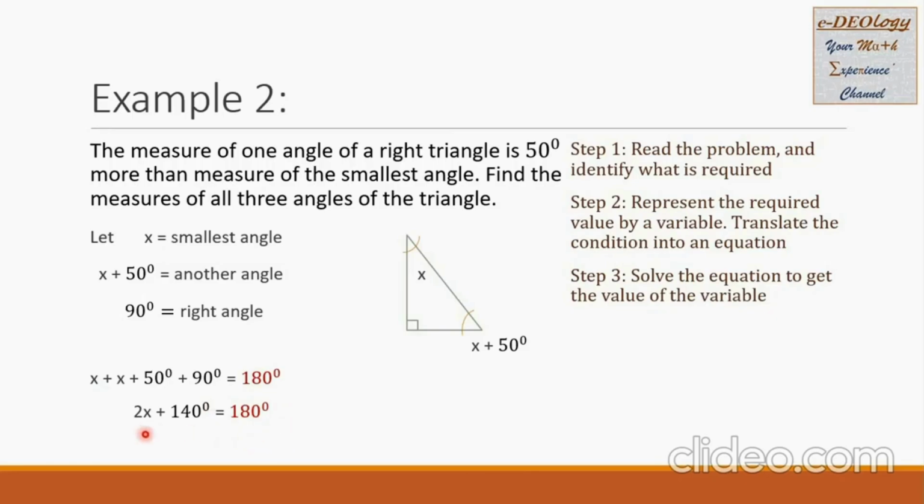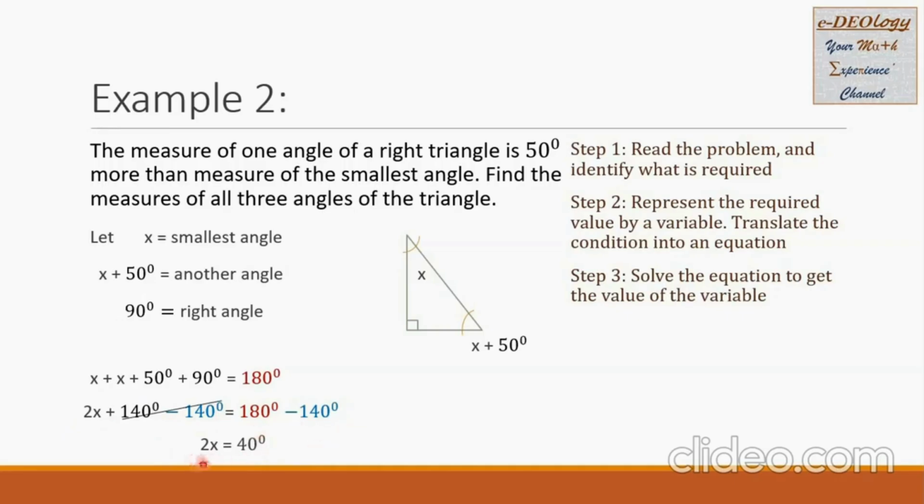So we want these 2x to be isolated. We are going to remove the 140 degrees here. So I will subtract the value 140 degrees on the left side, also this negative 140 degrees on the right. So we can now cancel the 140 degrees minus 140 degrees. It becomes 0. The 2x comes down, then equals 180 degrees minus 140 degrees equals 40 degrees.